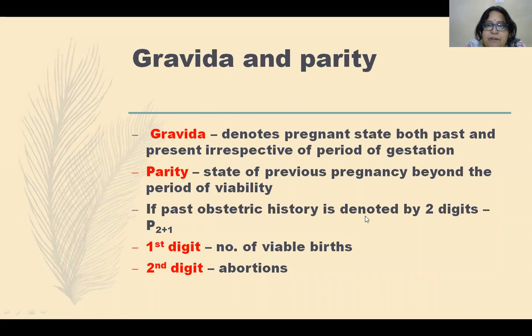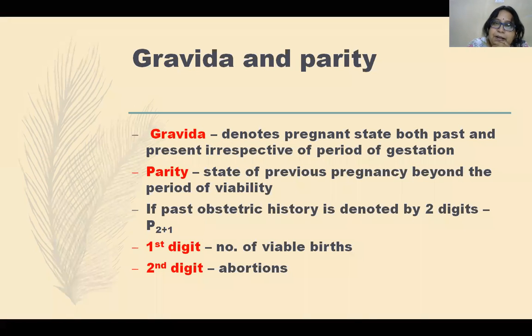Okay, next, Gravida. What is Gravida and what is parity? Gravida means it is the pregnant state, both past and present, irrespective of the period of gestation. She can be 2 months. She could have aborted at 2 months of amenorrhea, or she could have continued her pregnancy till the period of viability, that is 28 weeks, and then it might end up in preterm, or it could be a full-term, normal pregnancy. So irrespective of whether it's an abortion, miscarriage, or preterm or term pregnancy, everything will come under Gravida.